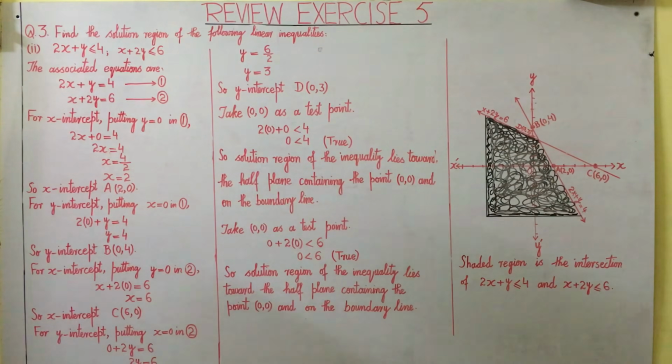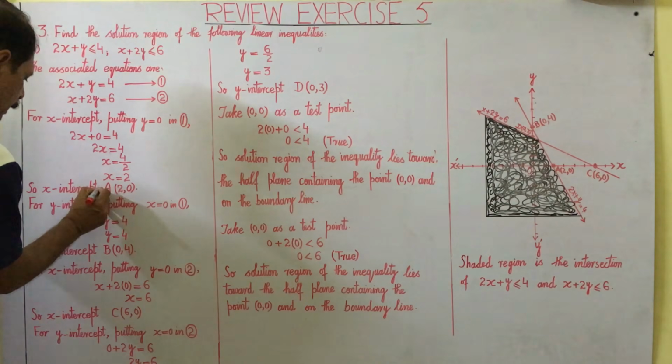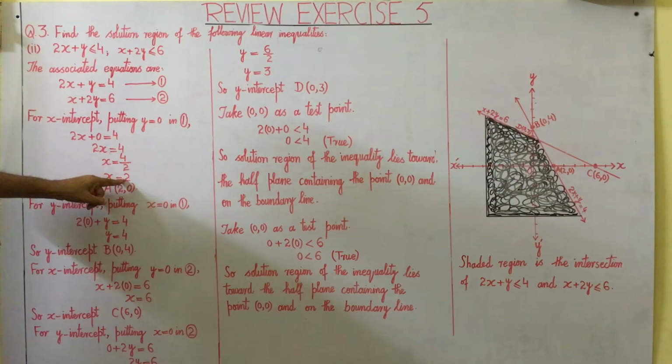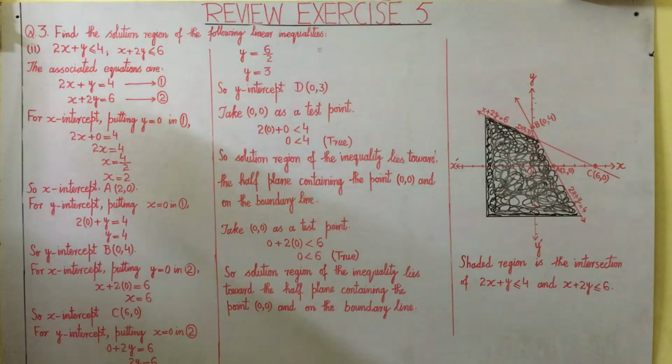So x-intercept is A, a point having coordinates 2 and 0. First we write the x coordinate and in the second place the y coordinate.